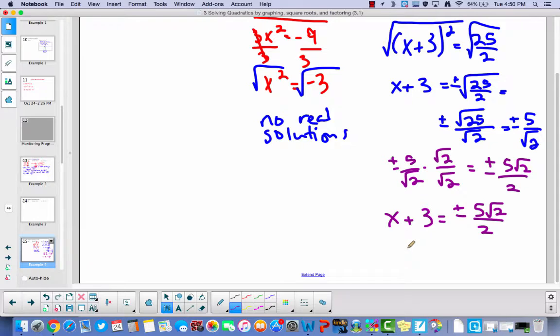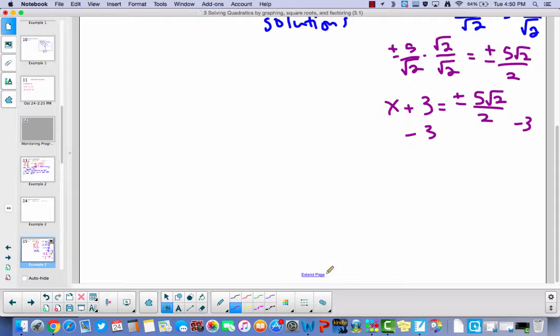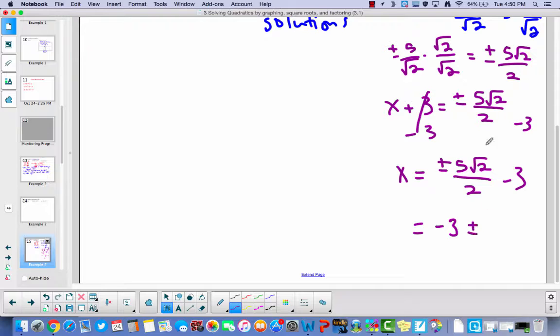We have to solve for x, so we're going to subtract 3 from both sides. That's going to cancel here, leaving us with x equals plus or minus 5 square roots of 2 over 2 minus 3. I can't subtract these anymore or simplify these anymore because this has a radical, this does not, so that can't be combined. Sometimes in math what we do is rewrite the real part first, so the negative 3, and then we say plus or minus, and we do the irrational part second.